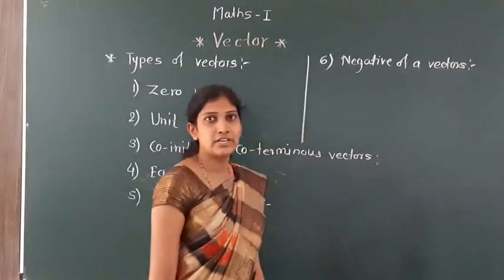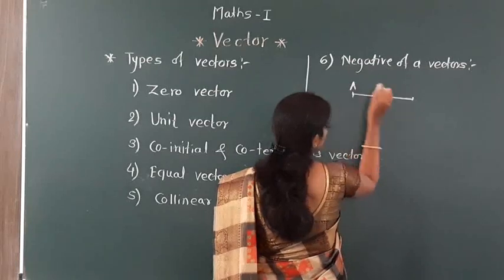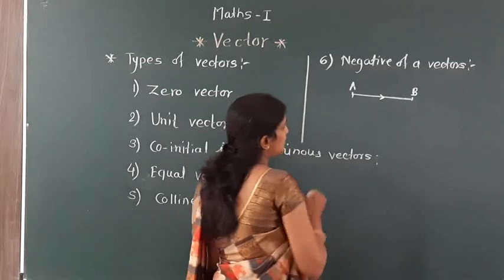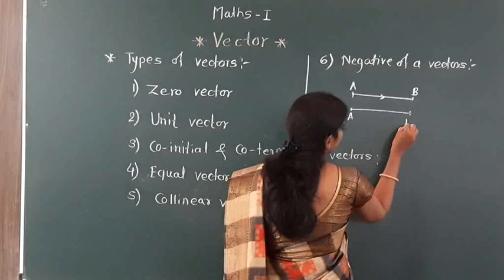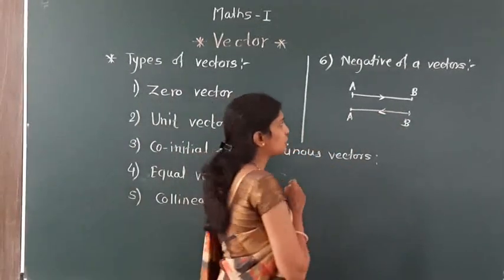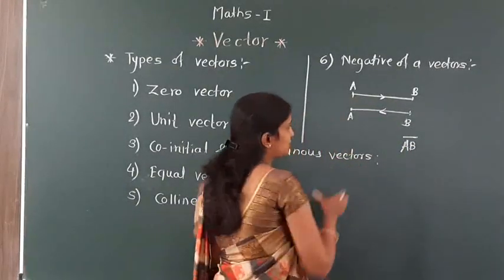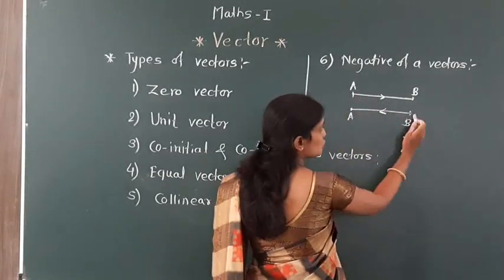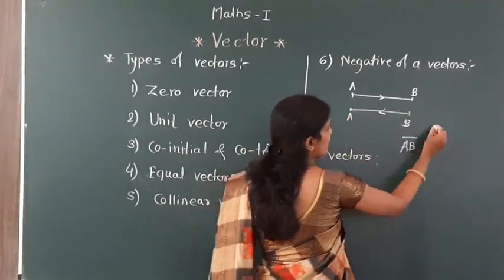Negative of a vector. Suppose this is vector AB, its direction is on this side, and this is also a vector AB, but its direction is different. So what is the negative of a vector? This is AB bar, and this vector, its direction is on this side. So this is its initial point and this is its terminal point. So this is BA bar.